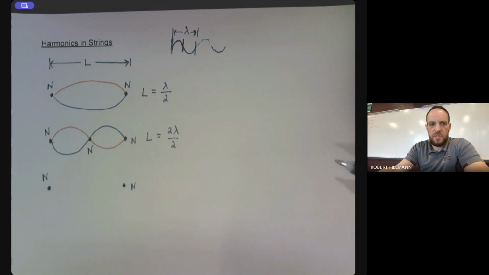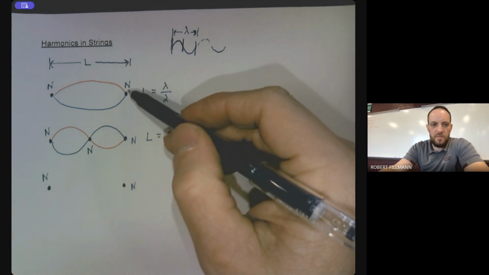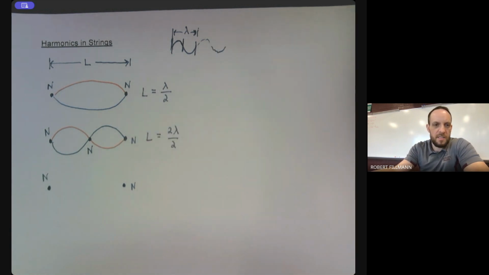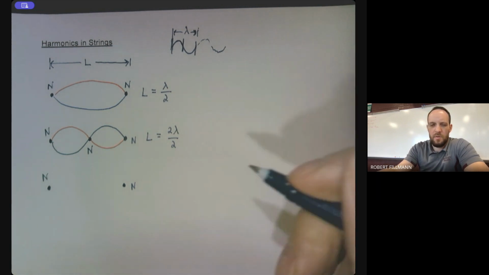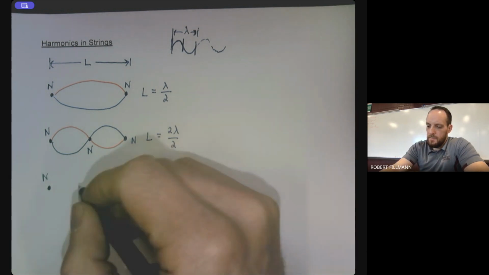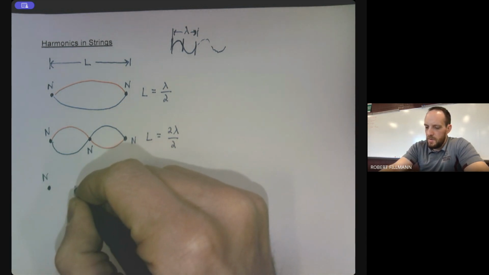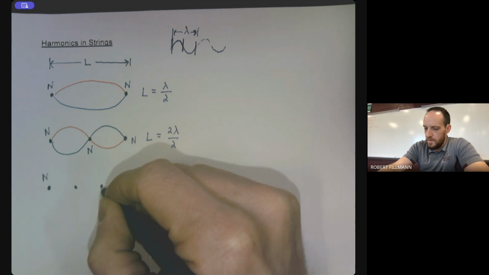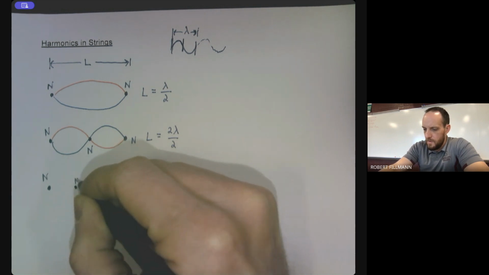In musical parlance, this is called the fundamental frequency. And then we have these other higher harmonics that jump in. You don't need to know those terms for IB though. So I have one node in the second one in the pattern. The third one is going to have another node thrown in there, 2 nodes in between.